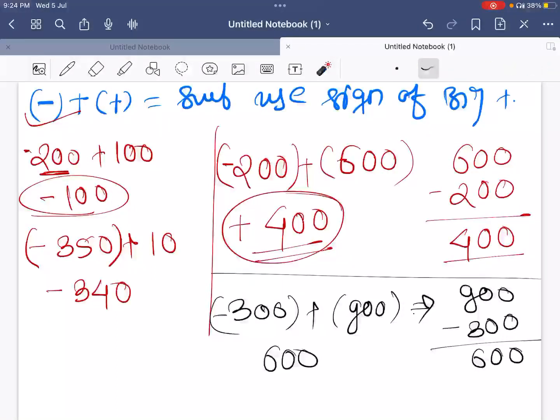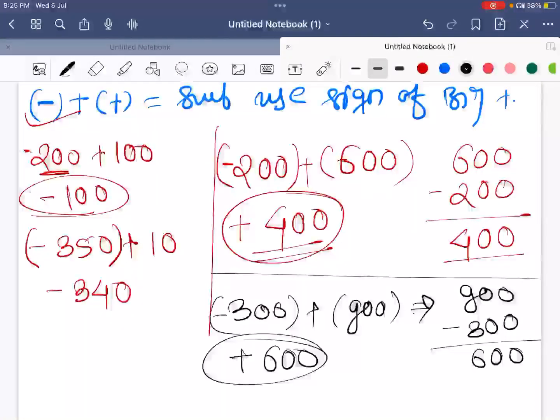Now we have to put a sign. Observe the first number and second number. The second number is 900, which is the bigger number, and it has a positive sign here. This is plus 900. So your answer is also plus 600. Clear? So likewise, we have to add the integers.